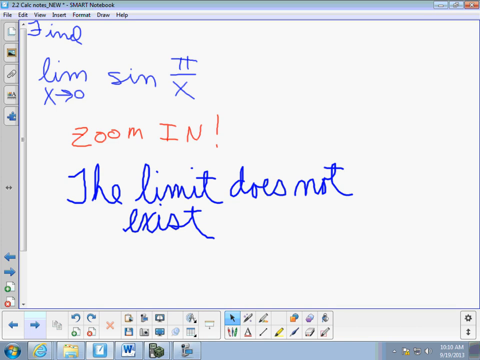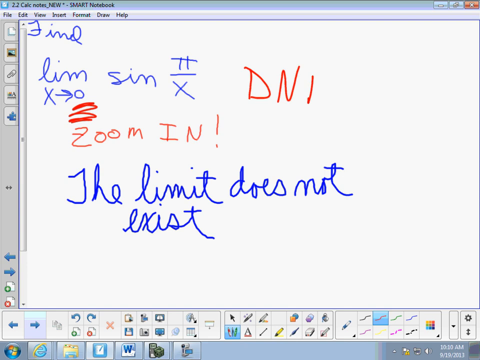Now you could pick any other point in the real number system. If I change this 0 to anything but 0, the limit exists because there's an actual point it's getting closer to. This one at 0, it doesn't exist. And so you can just say DNE, does not exist. That would be a lovely answer.